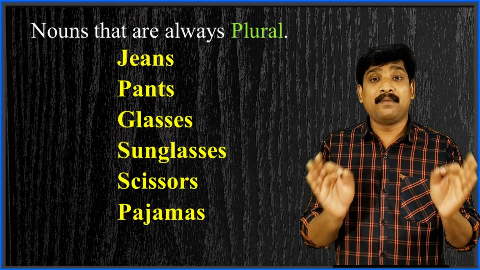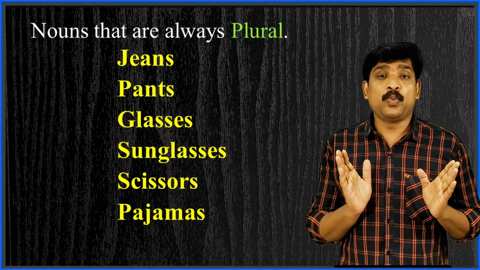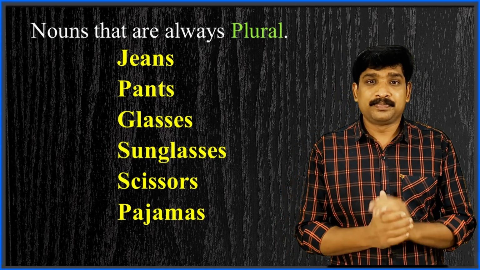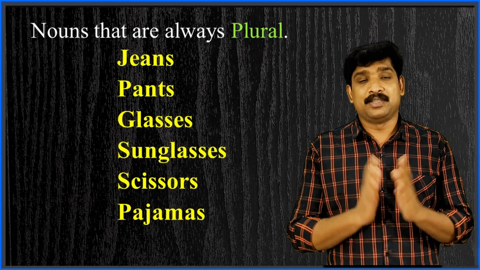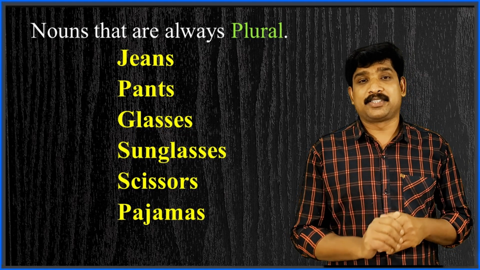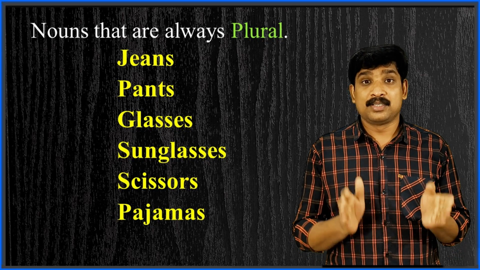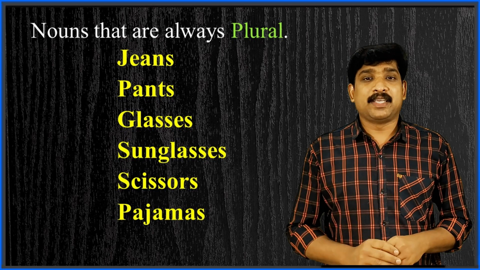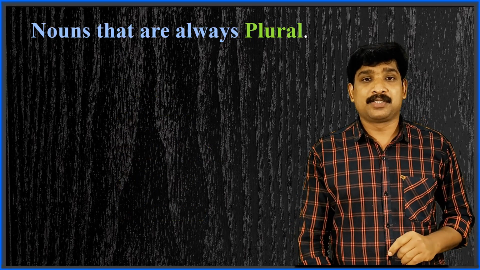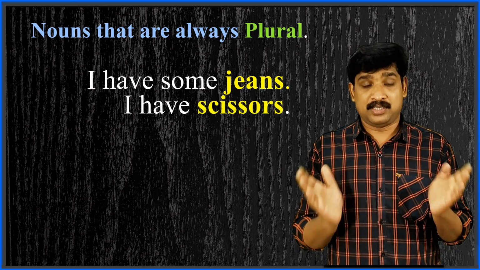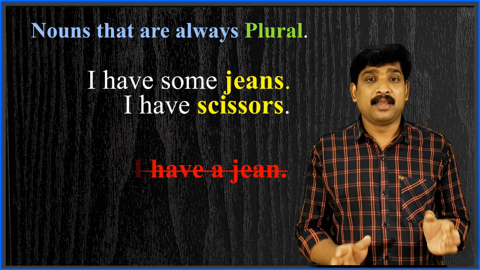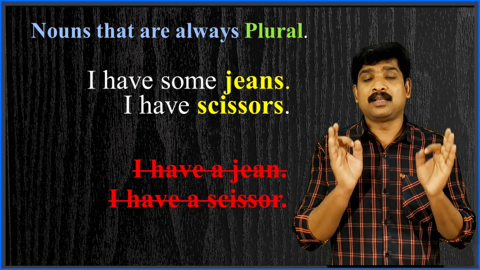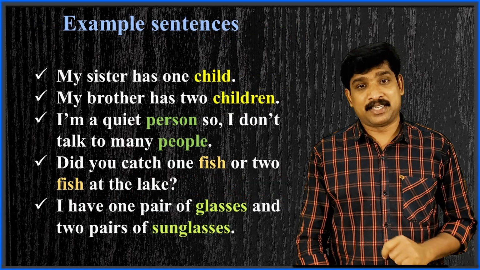Let us move on to other irregular forms. Some nouns are never singular. We always use them in plural forms. I have a few common ones for you. Let us have a look at them. Jeans, pants, glasses, sunglasses, scissors, pajamas. So you will say, I have some jeans or I have scissors. But you cannot say, I have a jean or I have a scissor. It is incorrect.